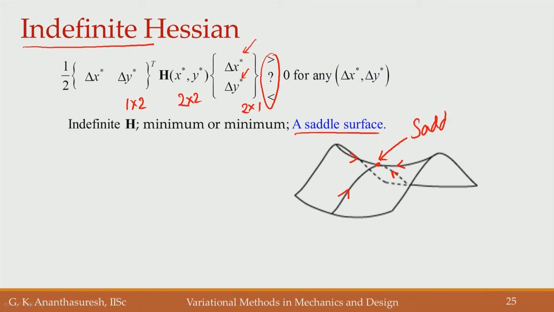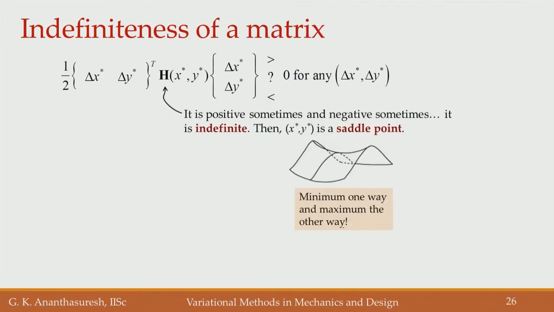That is how the horse's saddle looks like. There our f is neither a minimum nor maximum, or rather it is both a minimum and a maximum. Coming one way it is a minimum, other way it is a maximum. It is not absolutely minimum, absolutely maximum, it is both. Such a thing is called a saddle point problem, saddle point example.